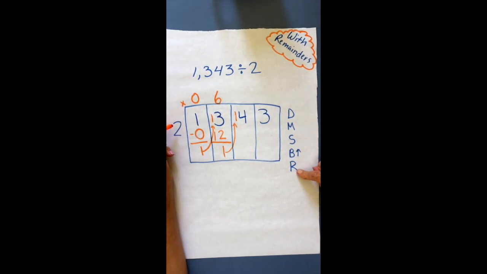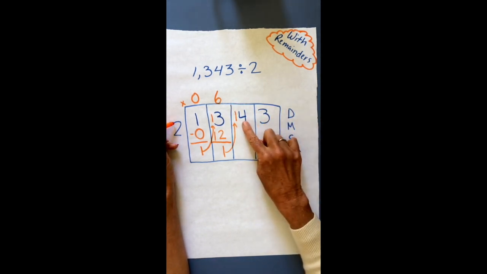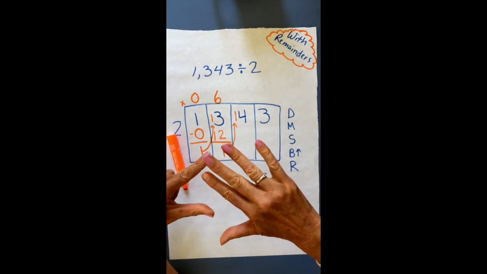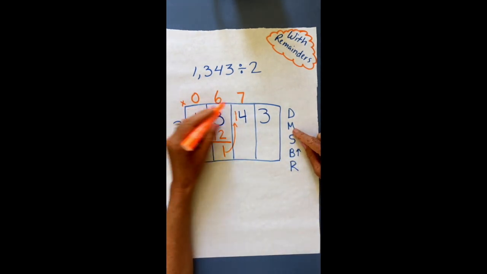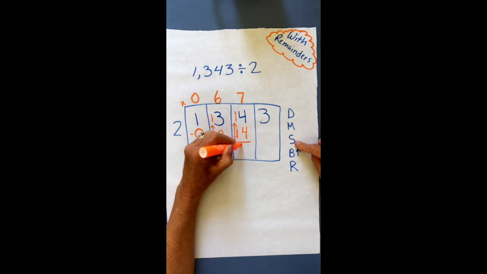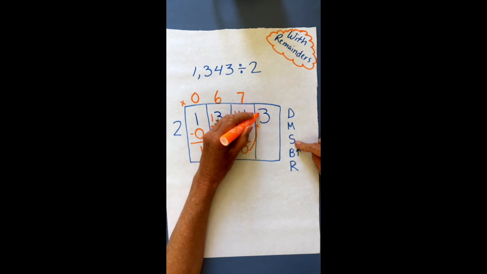And now I'm going to repeat. So now I'm in the third column. So how many 2s are in 14? 2, 4, 6, 8, 10, 12, 14, 7. Now I'm going to multiply. 7 times 2 is 14. Now I'm going to subtract. Get 0. Now I'm going to bring up the remainder, which is nothing.